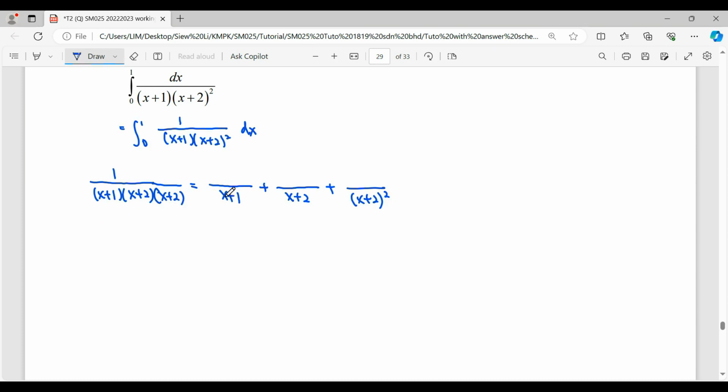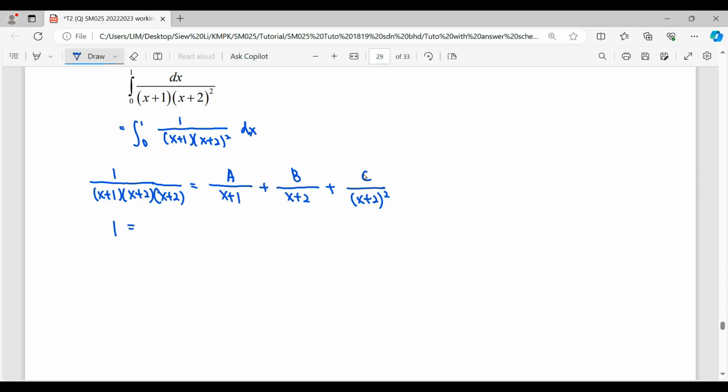Then after that, we determine whether the numerator is a constant or linear. When you have a linear factor, the numerator will be a constant. So x plus 2 is also linear, so the numerator is a constant. For this one, it is a linear factor, so the numerator will be a constant c. This is not a quadratic factor. It is just a repeating factor in linear form, so inside the bracket it is linear, and therefore the numerator will be the constant c.